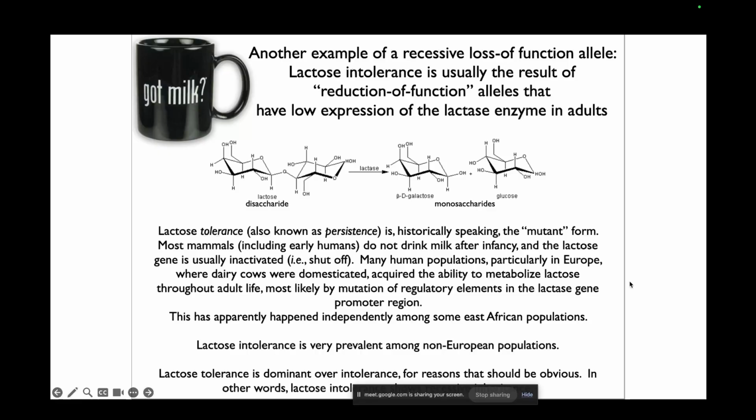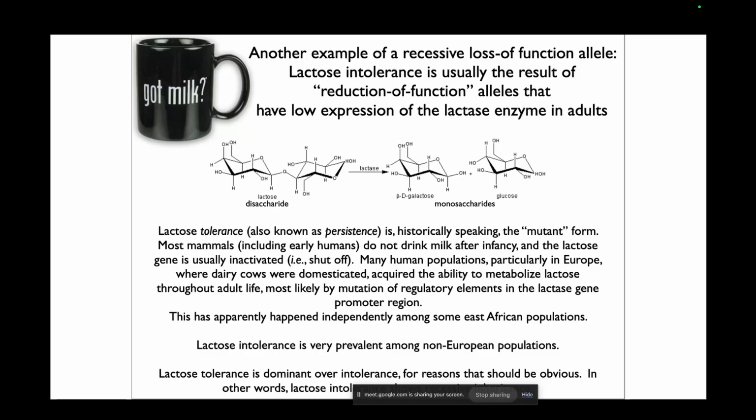But in many human populations, particularly in Europe, where dairy cows were domesticated, people acquired the ability to metabolize lactose throughout adult life, most likely by mutation of regulatory elements in the lactase gene promoter region. This has apparently happened independently among some East African populations as well. Due to this historical prevalence, lactose intolerance is very prevalent among non-Europeans, because Europeans developed the mutation that got selected because they wanted to metabolize lactose in their adult life.